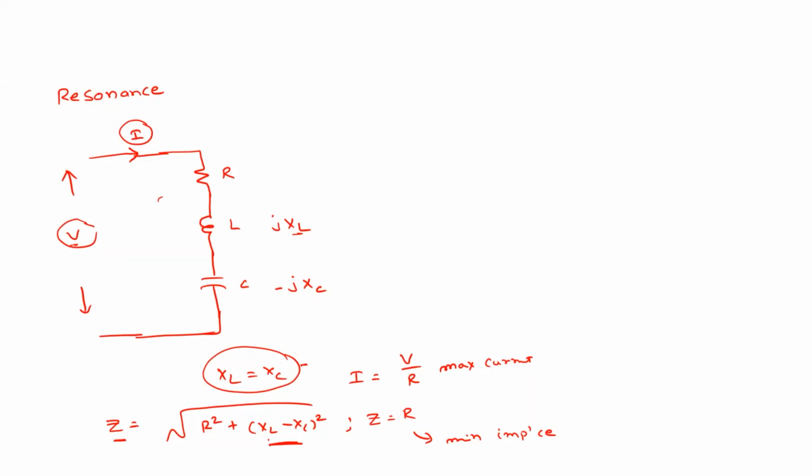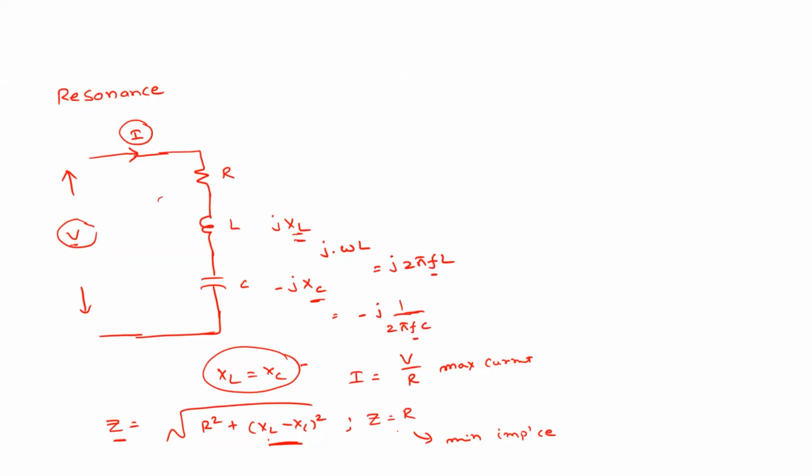Now, under which condition will XL and XC be equal? You know what is XL? It is j omega L, which is equal to j 2 pi f L. And XC is minus j times 1 upon omega C, which is 1 upon 2 pi f C. So what you understand is that this varies with the frequency, and this also varies with frequency. Agree?